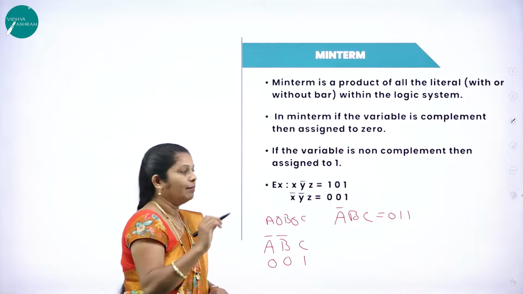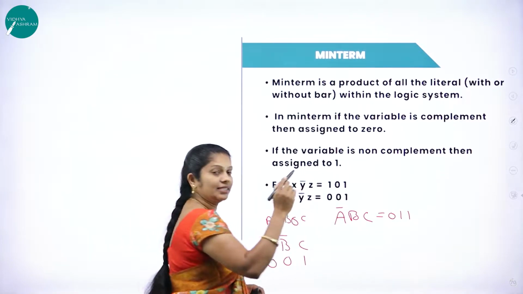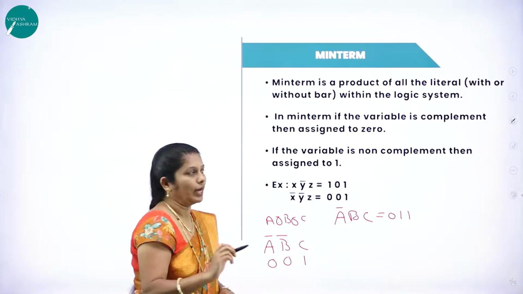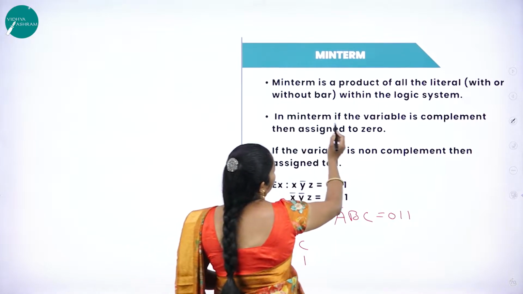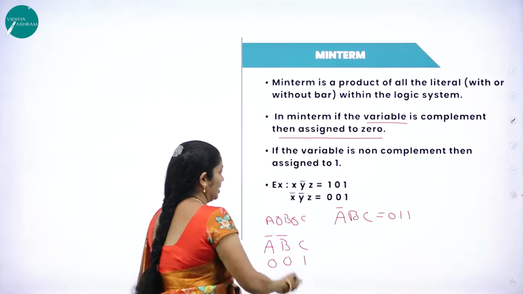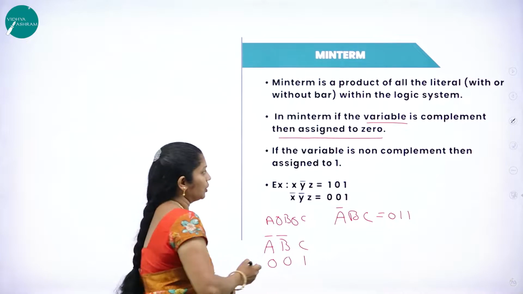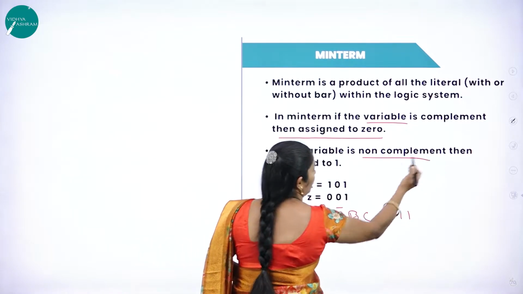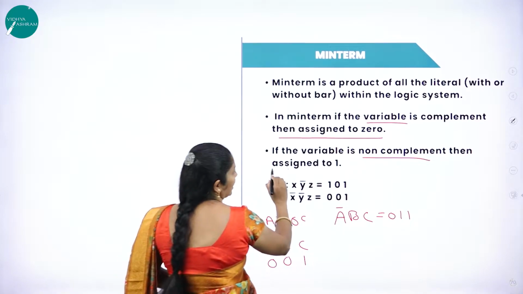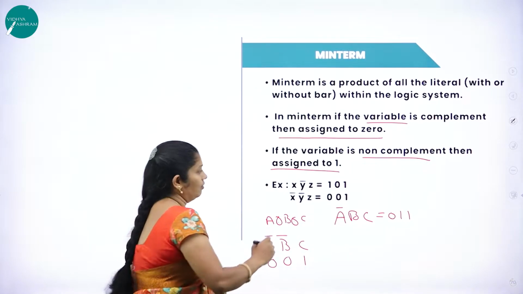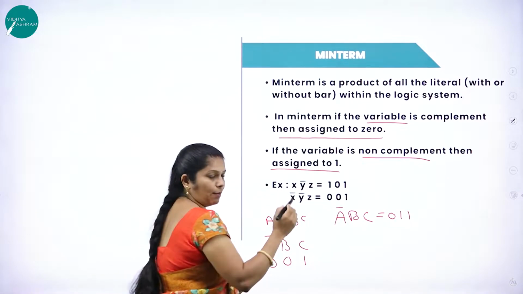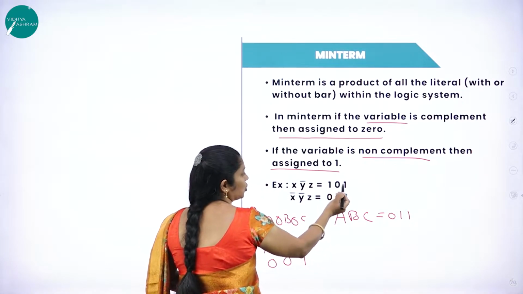In a minterm, if the variable is complement, then it assigns to 0. See, A bar, then it will assign to 0. If the variable is non-complement, meaning the variable does not contain any bar, then it assigns to 1. For example, X, Y bar, Z we have. Only for Y we have a bar, that's why the output becomes 1, 0, 1.